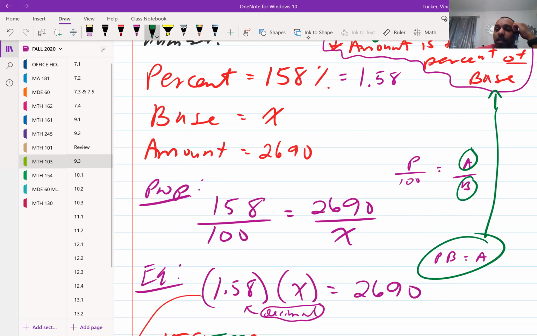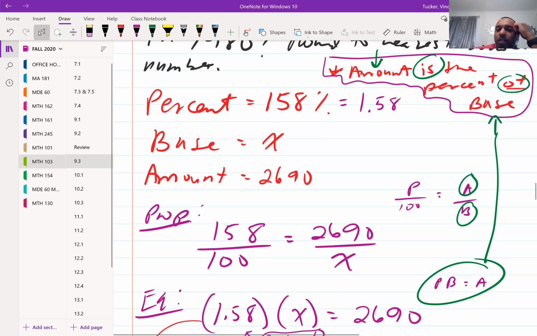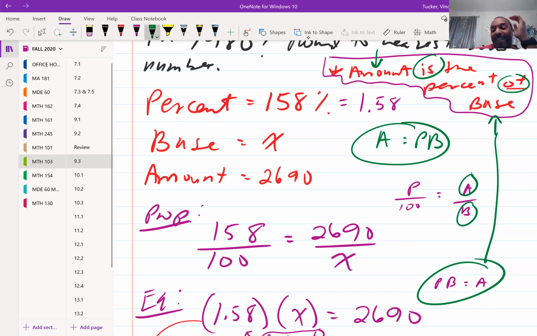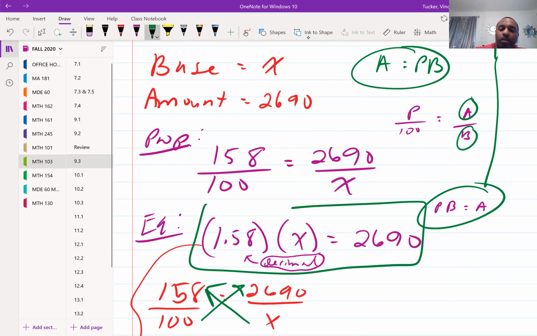Amount is percent of base. Of means multiplication in mathematics. And is the equal sign. So A is equal to percent times base. So if you want to know PBA, remember PBA or APB. Maybe people know cop shows, you know, they put out an APB. The amount is the percent of the base. So you can do that as far as your equation is concerned. And so we set that up this way.